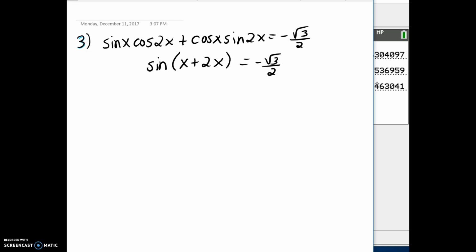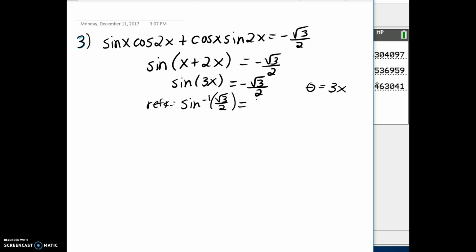And so you can see how the sum difference identities lend themselves to getting this situation where we have a coefficient in front of the x, especially if you're adding. But we're going to do it the same way we did before. So our theta is now 3x, but we're still going to do sine inverse, or get our reference angle. Sine inverse of positive root 3 over 2, or just think about what that is. So this would be 60 degrees.